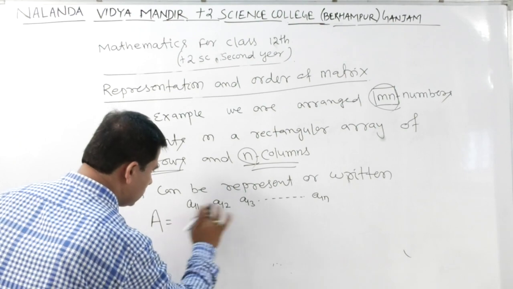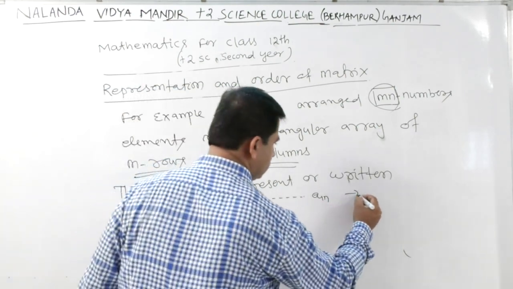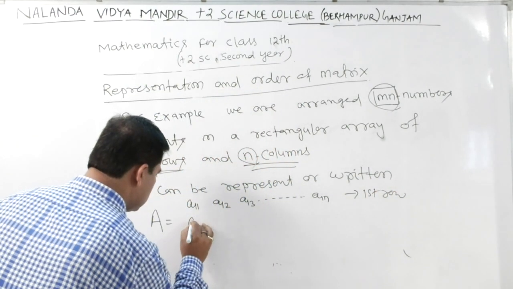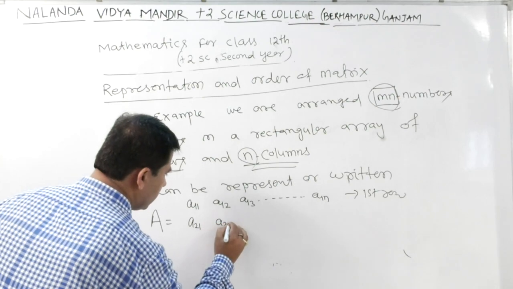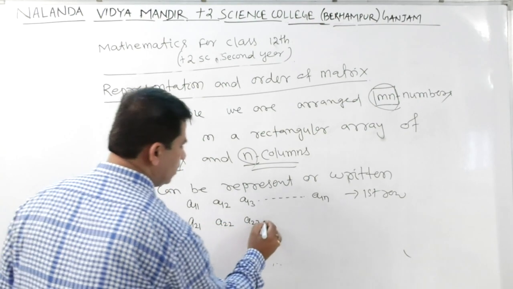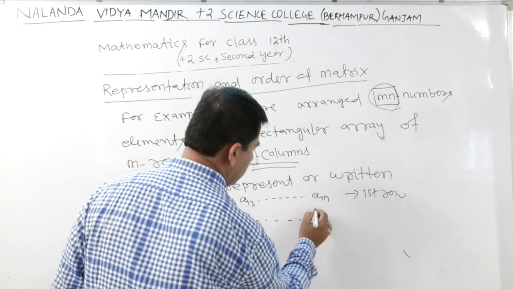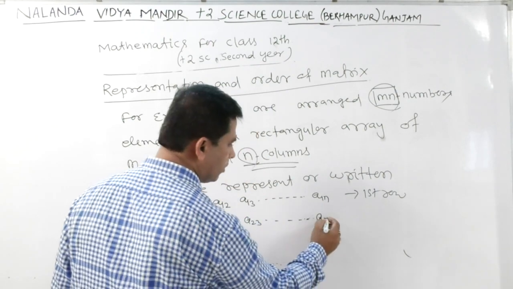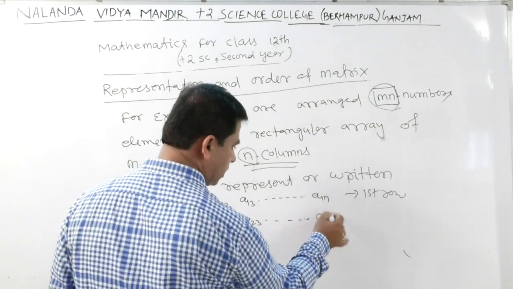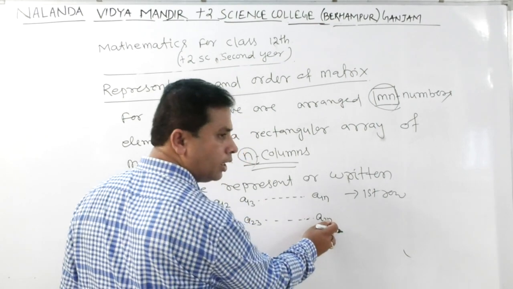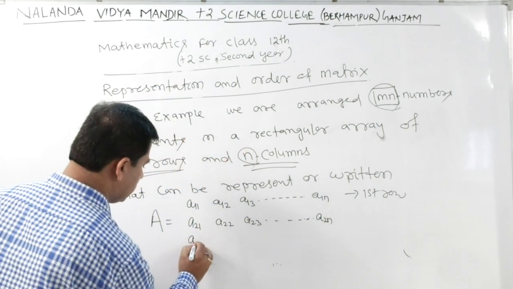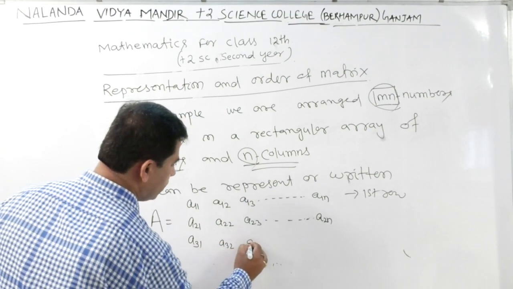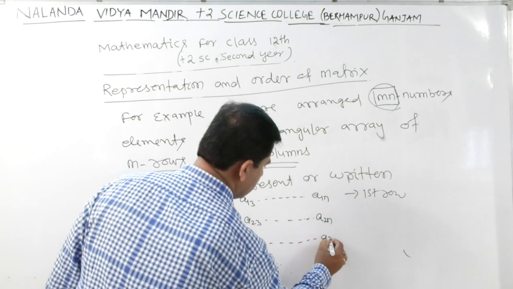This is our first row, and this is our second row. Then we can write this is our second row, first column. This is our second row, second column. This is our second row, third column, and so on. And the last one is second row and nth column. The position of this element is second row and n column. Similarly, in the third row, this is our A31, that is third row, first column, A32, A33, and so on, A3n.